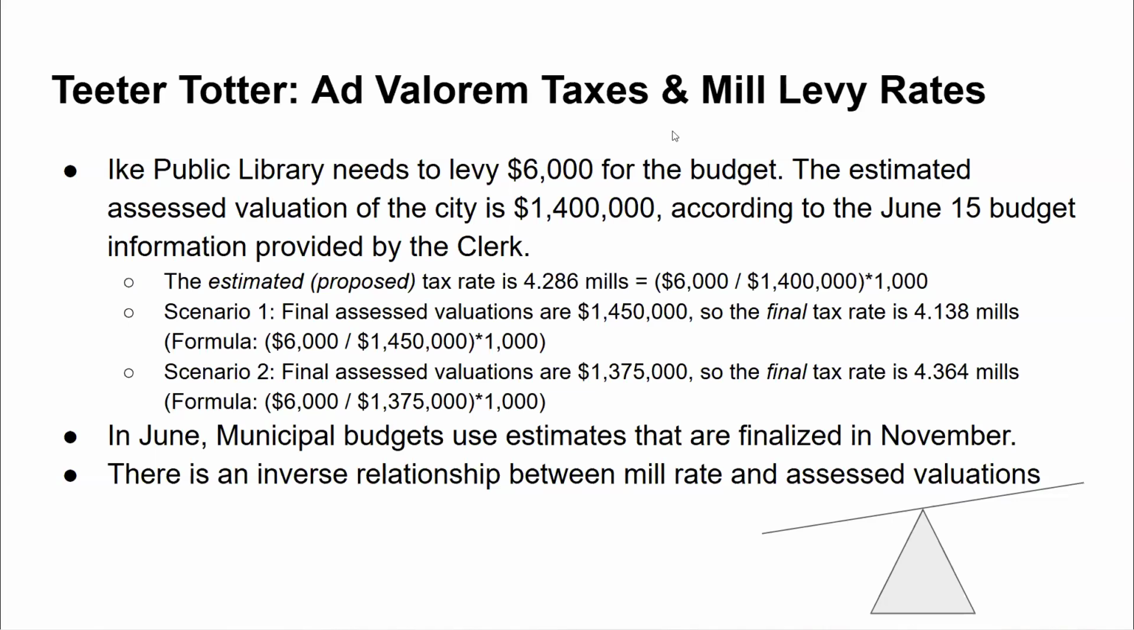What happens if those assessed valuations come in less than what was estimated? Then your final tax rate is going to go up. Your taxing authority is going to need to raise that mill rate to 4.364 to generate the $6,000 that you need. It's a teeter-totter. It's called an inverse relationship between the mill rate and the assessed valuations.